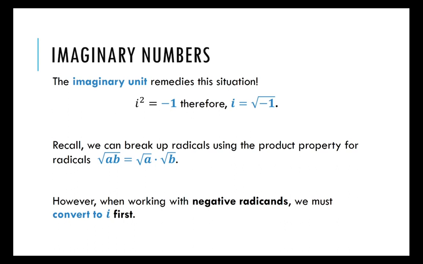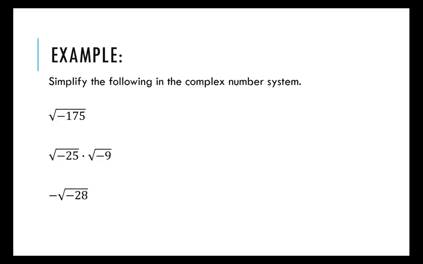But be aware that anytime you have negatives on the inside, you must come up with i's first before you can multiply radicals. And so this property for radicals and products is only true if a and b are non-negative numbers. So now let's simplify the following in the complex number system.